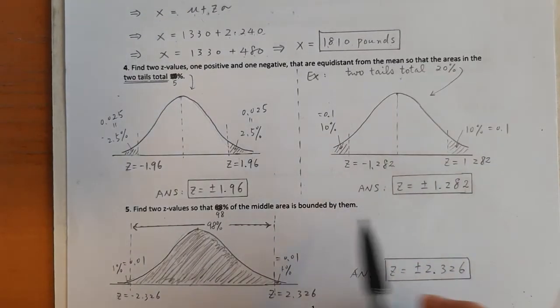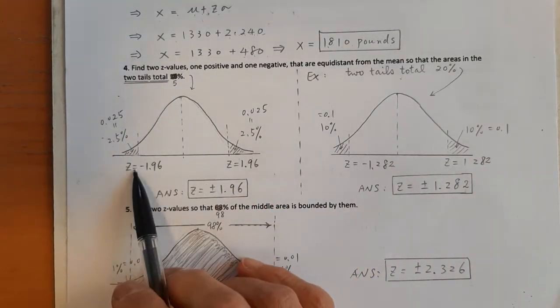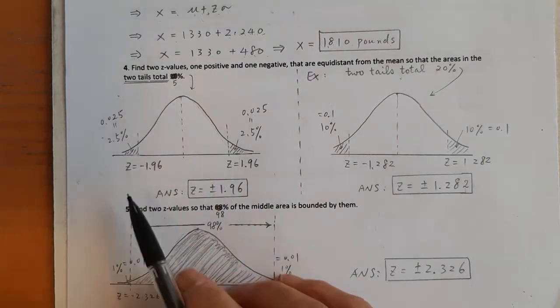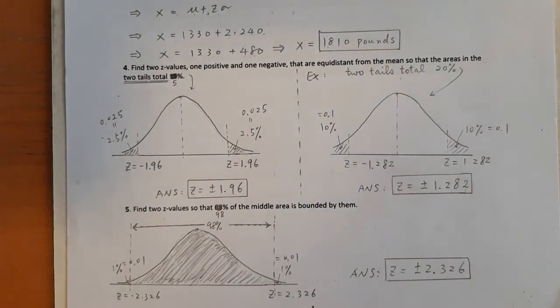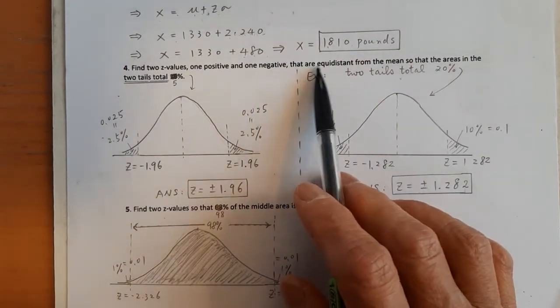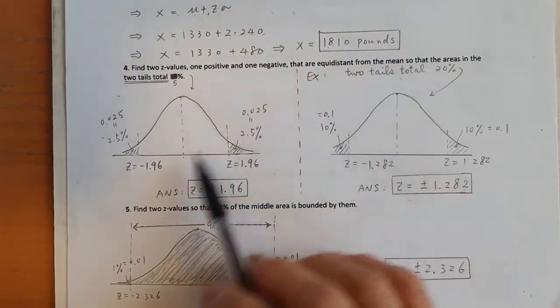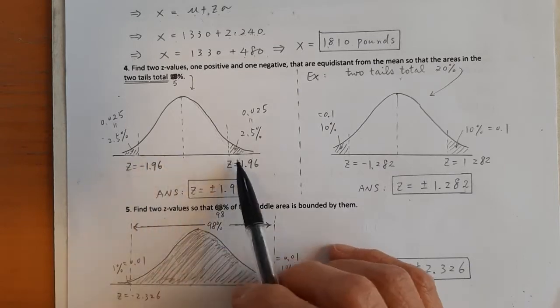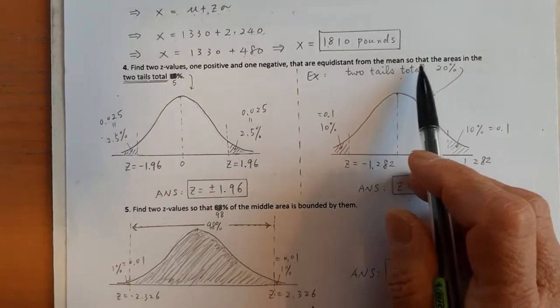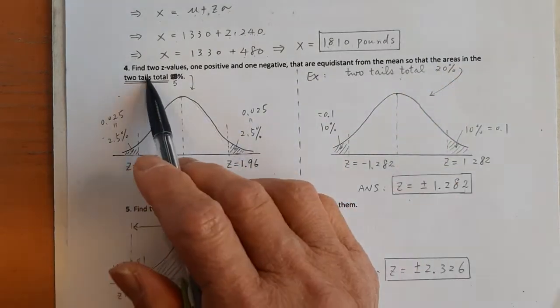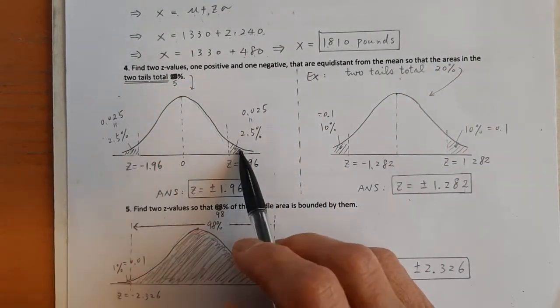Question 4 is to find two z values, one negative and one positive, that are equal distance from the mean, which is 0, so that the area in the two tails is 5%.